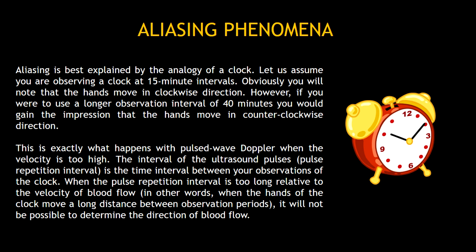This is exactly what happens with pulse wave Doppler when the velocity is too high. The interval of the ultrasound pulses is the time interval between your observations of the clock. When the pulse repetition interval is too long relative to the velocity of blood flow, it will not be possible to determine the direction of blood flow.